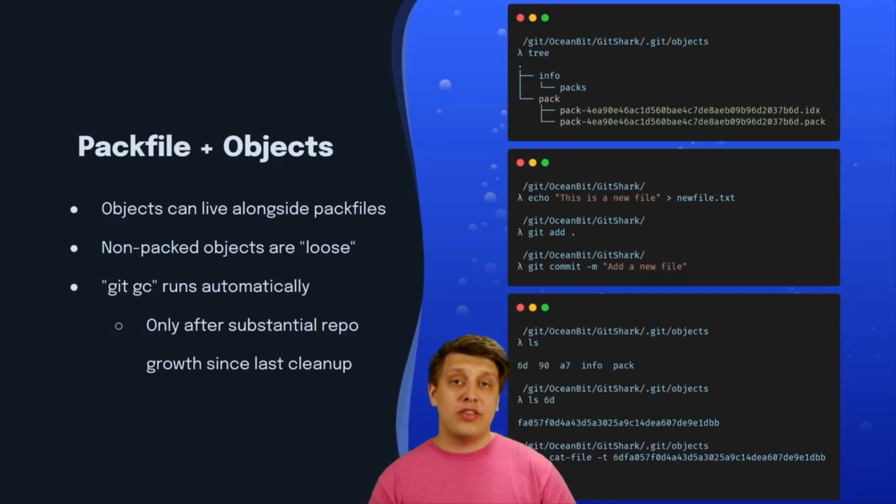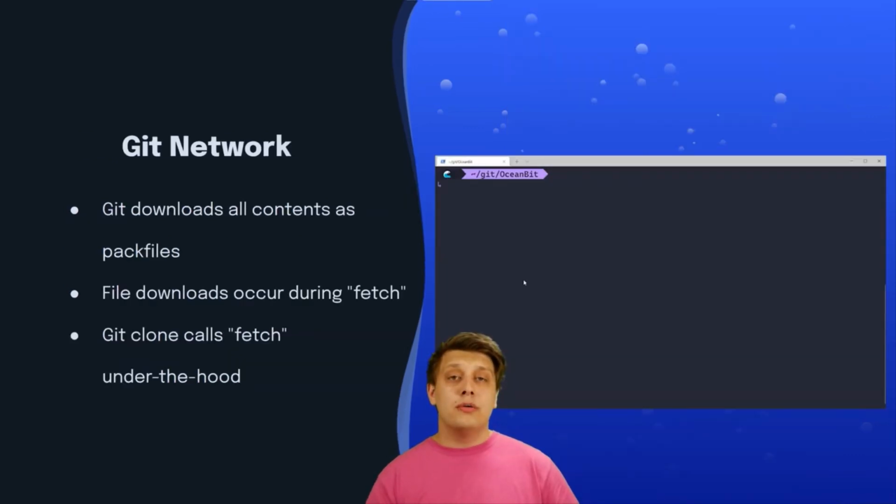These loose objects can then later be included in their own Pac files when git gc may run automatically. It's important to remember that git gc will only really be doing this after a substantial size of the repo has been noticed. Pac files are also noticeable whenever we're utilizing network operations. So, for example, if we're running git push or git pull, all of the files will be compressed into a Pac file in order to be shipped down the pipeline.